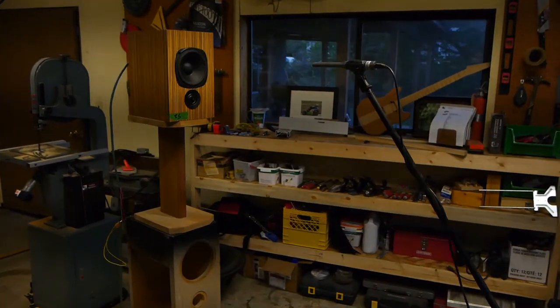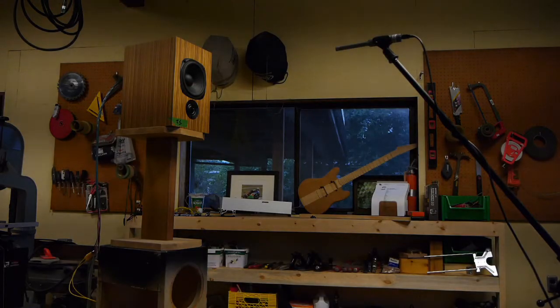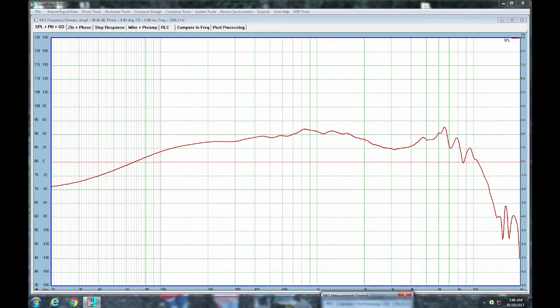Here's the measurement setup. I'm at a half a meter away. There's my first measurement, and this is sample one on axis, the most important measurement here. I'm really impressed. The sensitivity is quite good.